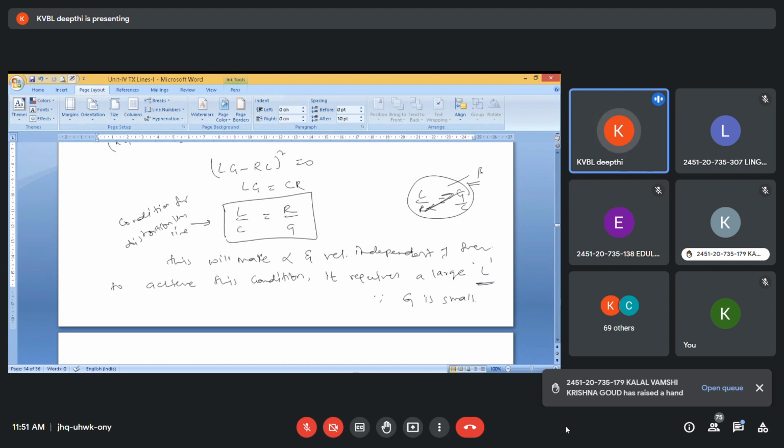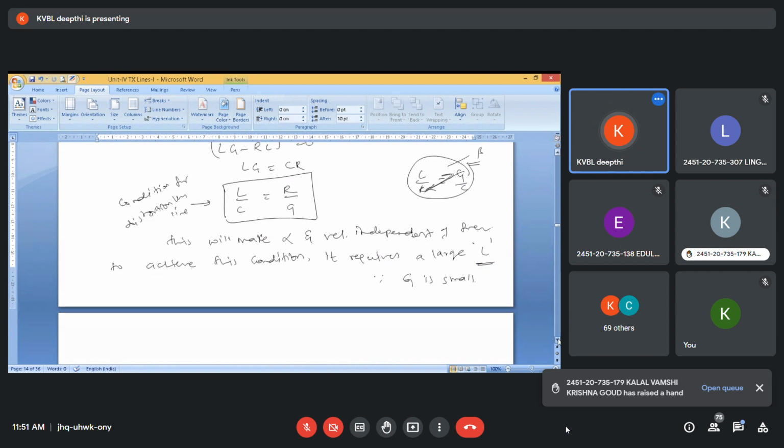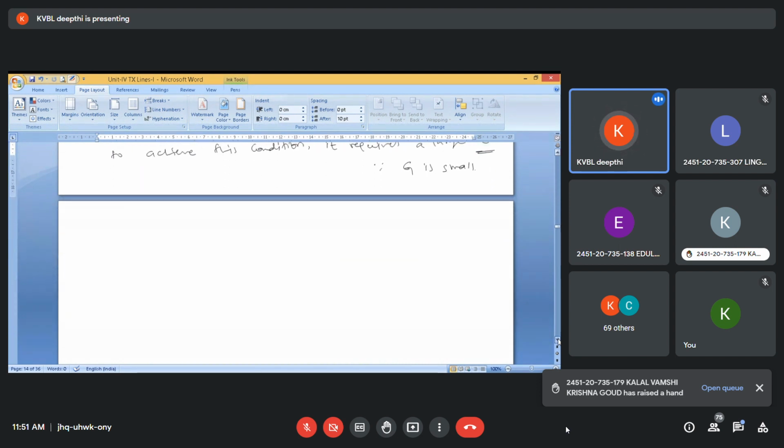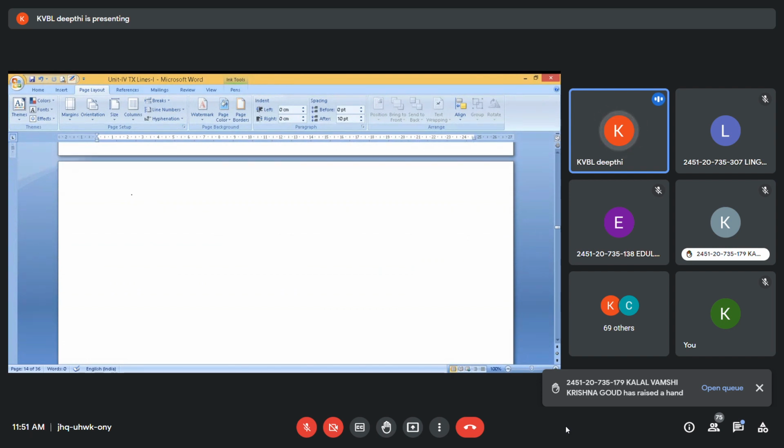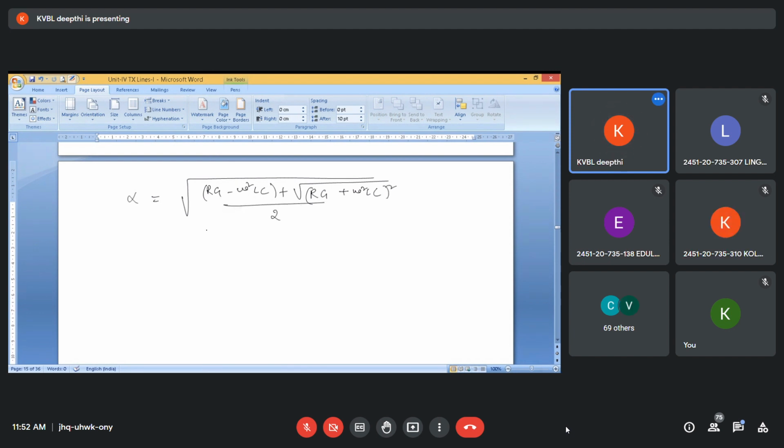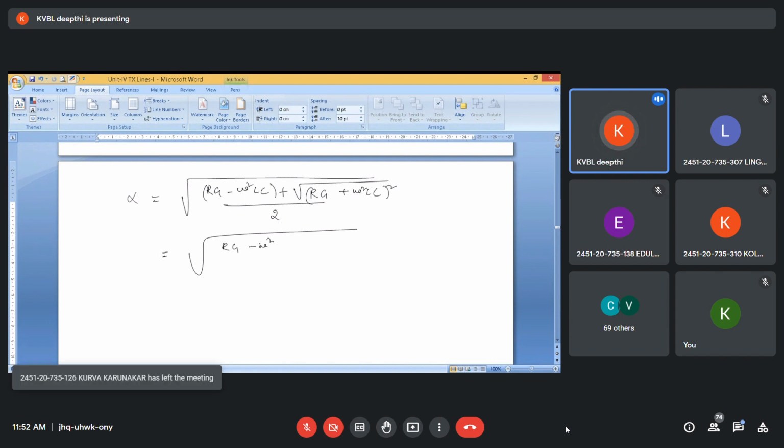Okay, so how do we implement this into this condition now? Finally we have to prove the distortionless line. That is what we will be doing now. So alpha will be equal to what now? It will be equal to Rg minus omega square Lc plus root of Rg plus omega square Lc whole square, by 2. So this becomes Rg minus omega square Lc plus Rg plus omega square Lc by 2.